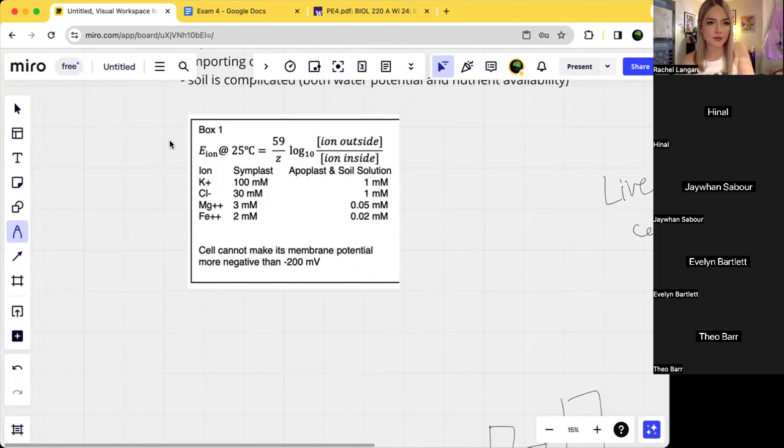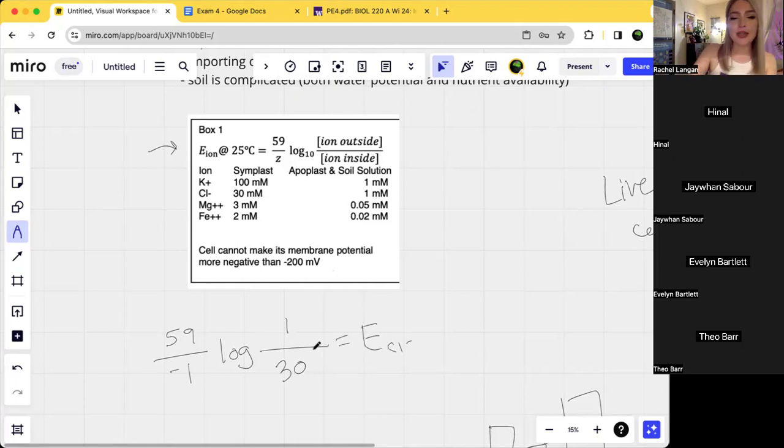So I think he would definitely give you the Nernst equation because he has in the past. So you would do 59 over negative 1. Actually, he usually doesn't give you the z part. You just have to know to add the z. And then log outside, which is 1, over inside, which is 30. And then that would give you the equilibrium potential for chloride.